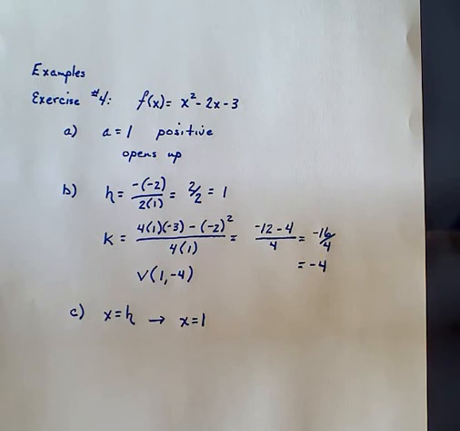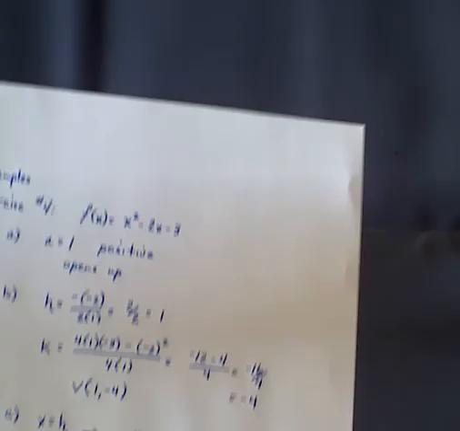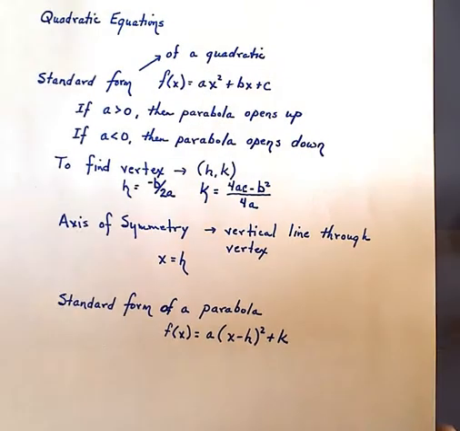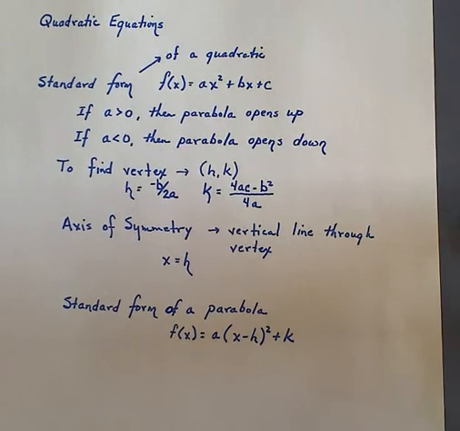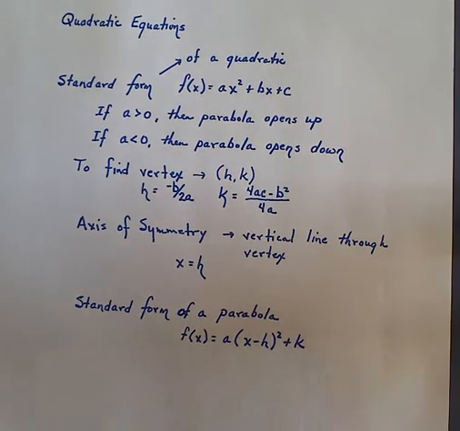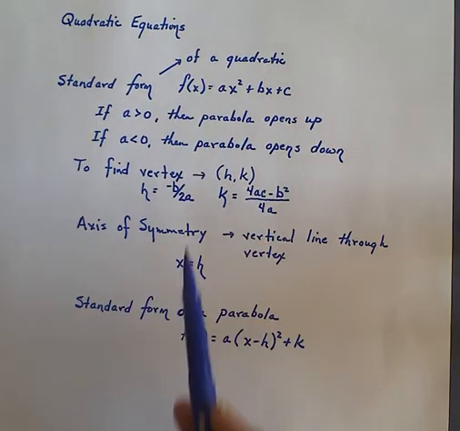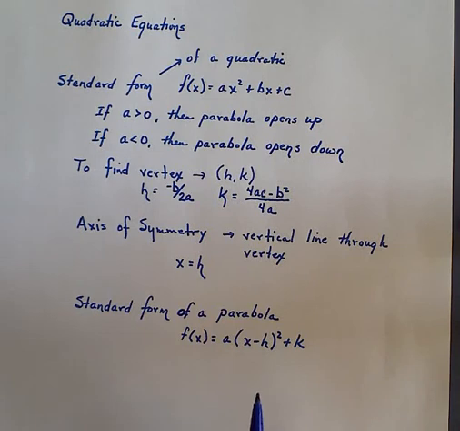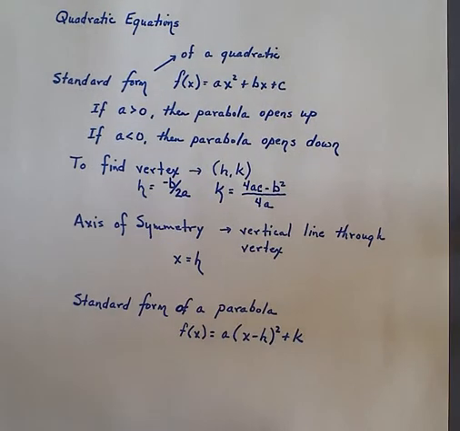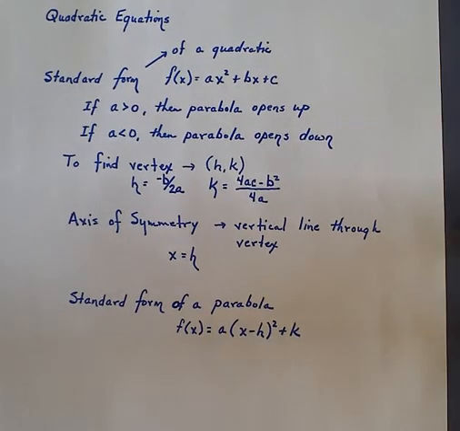Okay. Second part of this lesson, going back to that original sheet, looks at the standard form of a parabola, not the standard form of a quadratic, the standard form of a parabola. What we can do with that is, if we know 2 points on a parabola, a vertex and a point, then we can write the equation of that parabola. And that's what we're going to use it for here.